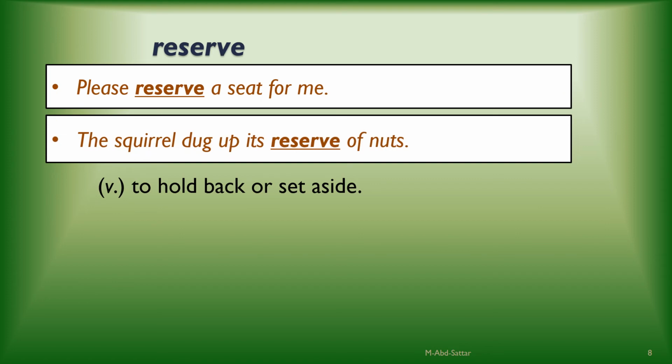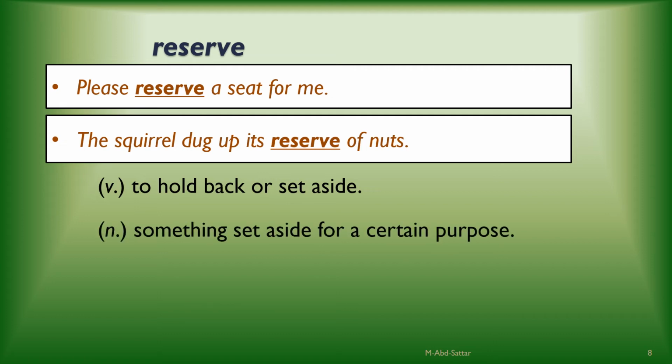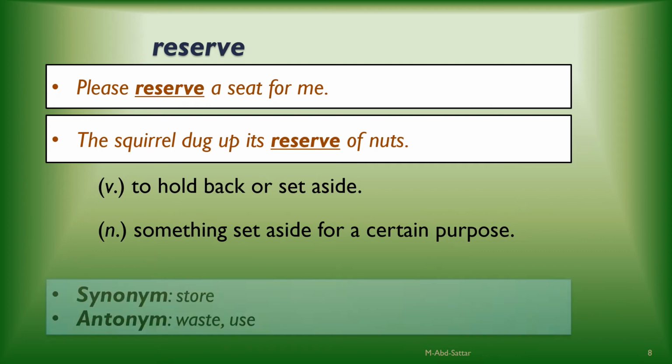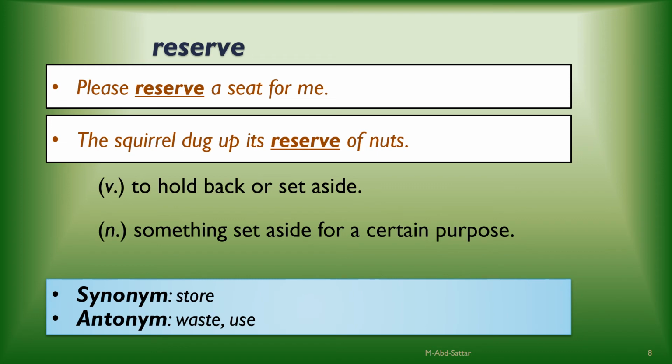As a noun, the squirrel dug up its reserve of nuts. You know that the squirrel, like many other creatures, keeps storing food during the summertime to be used during winter time. So here the word reserve is used as a noun. It means something set aside for a certain purpose or for the future. A good synonym for that word is store, and the antonym is waste and use.